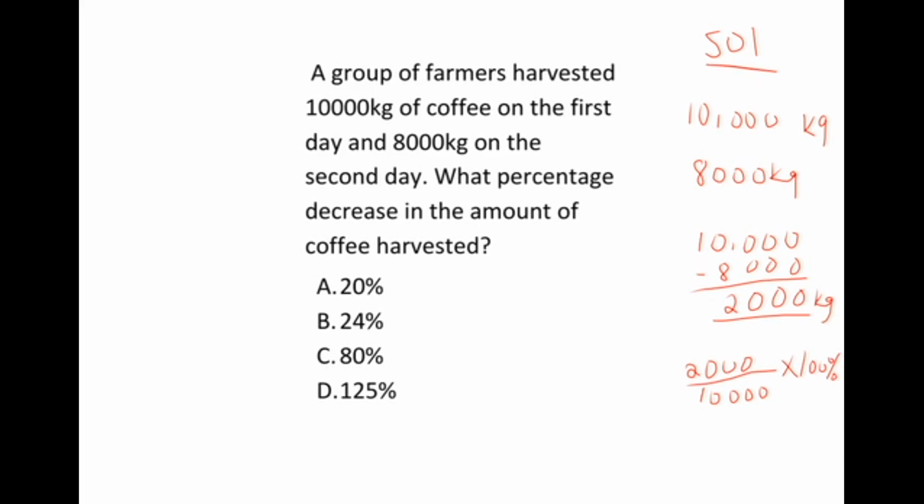From there, we can simplify. Cancel these 3 zeros with these 3 zeros there. This 0 cancel it with this 0. 2 times 10, which is 20%. Therefore, the percentage decrease is 20%. Hence, the correct answer is A.